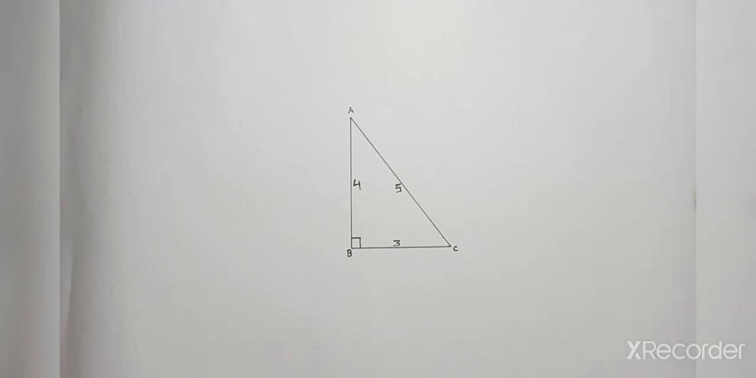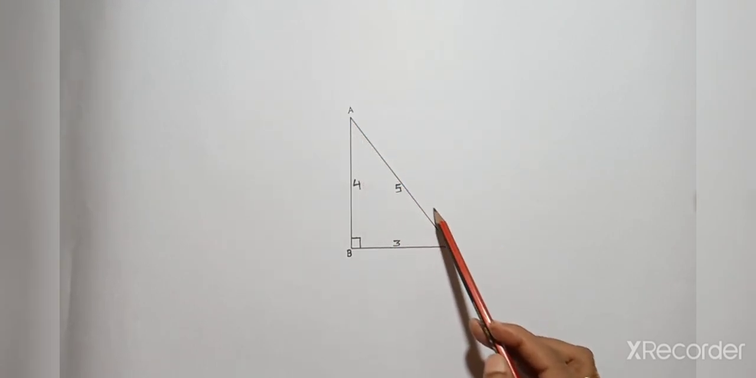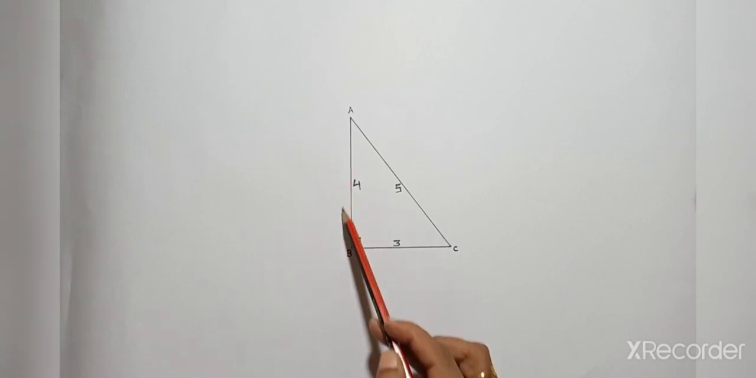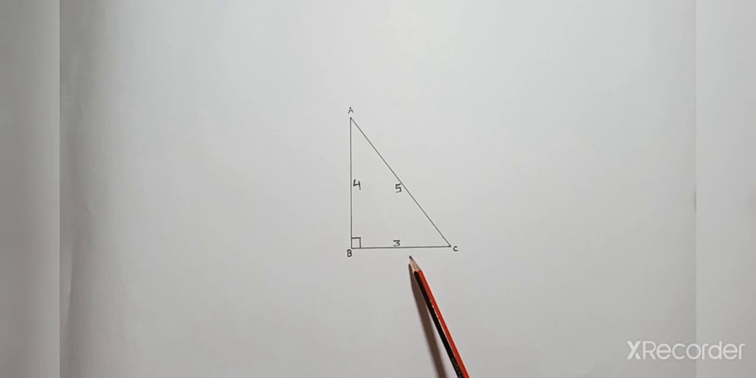Today we will do an activity on Pythagoras theorem. And according to Pythagoras theorem, in a right angle triangle, the area of the square on the hypotenuse is equal to the sum of the area of the squares on the other two sides of the right angle triangle. Now here children, we will do this activity. We are going to verify Pythagoras theorem today.